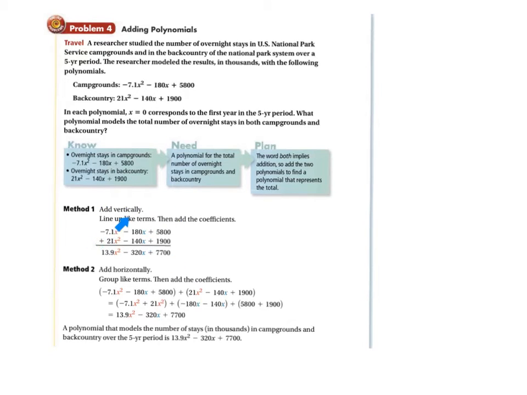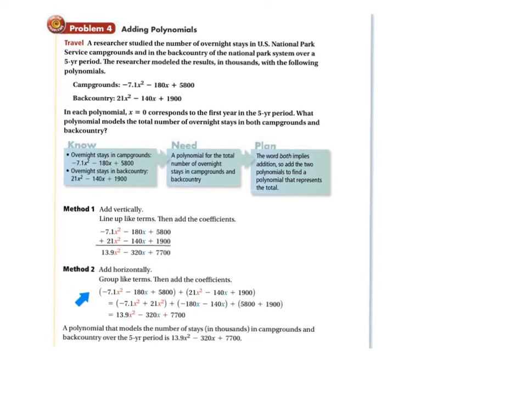Negative 7.1x squared plus 21x squared is a positive 13.9x squared. Negative 180x minus 140x, or plus negative 140x if you prefer, is negative 320x. And 5800 plus 1900 is 7700. Again, throw in the 0, that would be that first year of the study.